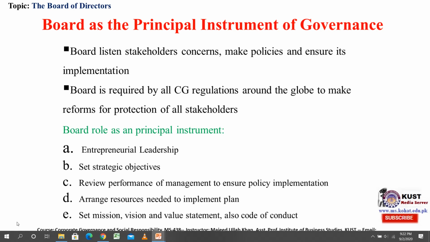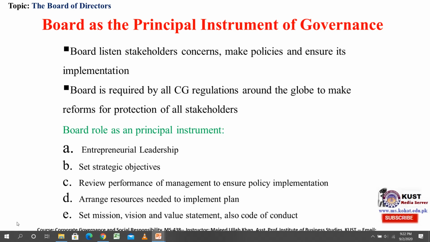Short-term objectives do not come in the scope of the board. It is basically the job of the management to achieve strategic objectives and then formulate some mid-term and short-term objectives. Reviewing the performance of the management to ensure policy implementation is also one of the jobs of the board of directors. Arrange resources needed to implement the plan. The board of directors is also required to arrange resources for the management and then want them to implement the plan.